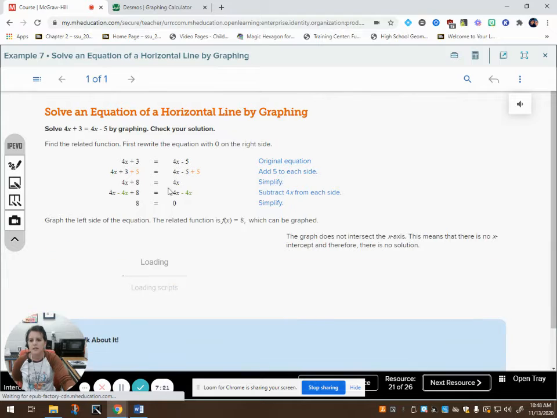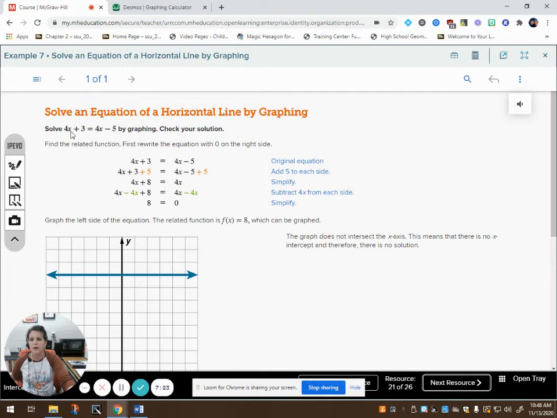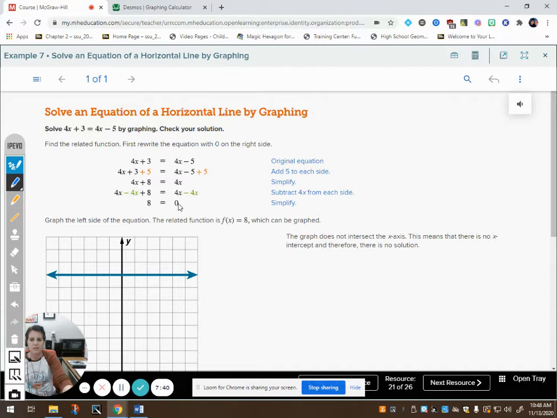Okay. Example 7. Think about this problem right here. When we solved this algebraically and we said, okay, 8 equals 0, we know that is not true. There is not a solution for that. 8 cannot equal 0. But with what we're doing now, it tells me, okay, if you get it set equal to 0, change that 0 with a y, or an f of x. So now I have that 8 equals y.